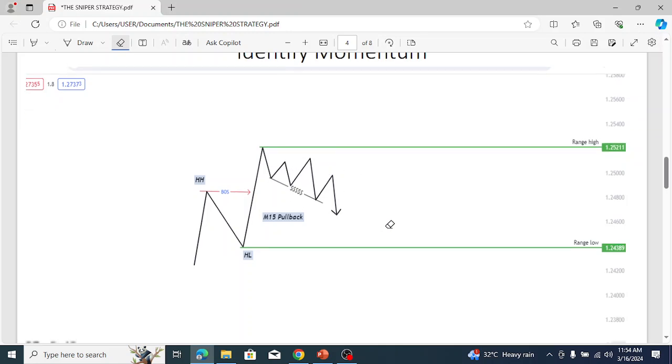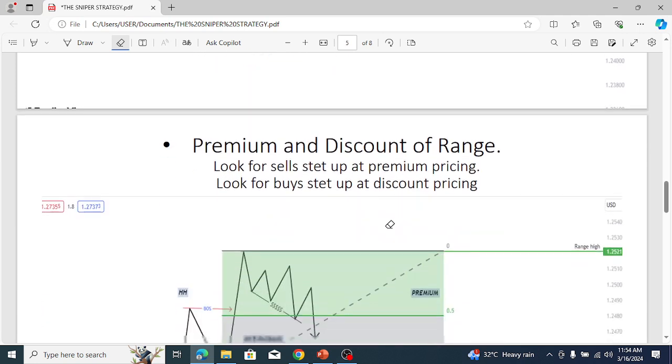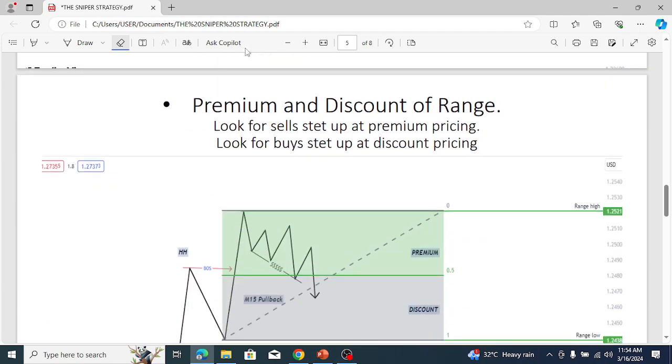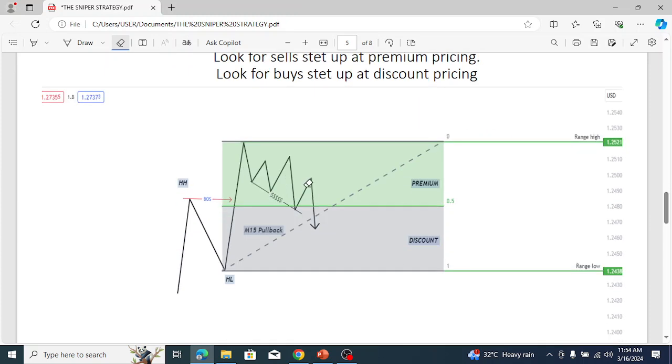So let's go down to the next slide. You identify your premium and discount of the range. Sorry, I did not put it. So look for sell setups at premium pricing and look for buy setups at discount pricing. What that means is, if you look here, this is the premium and this is the discount level. Your point of interest should be somewhere here.